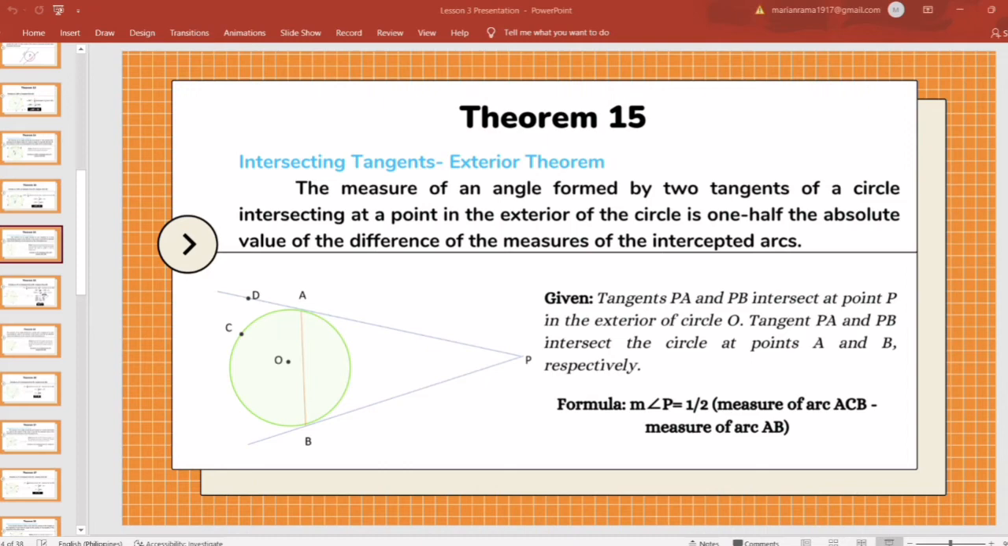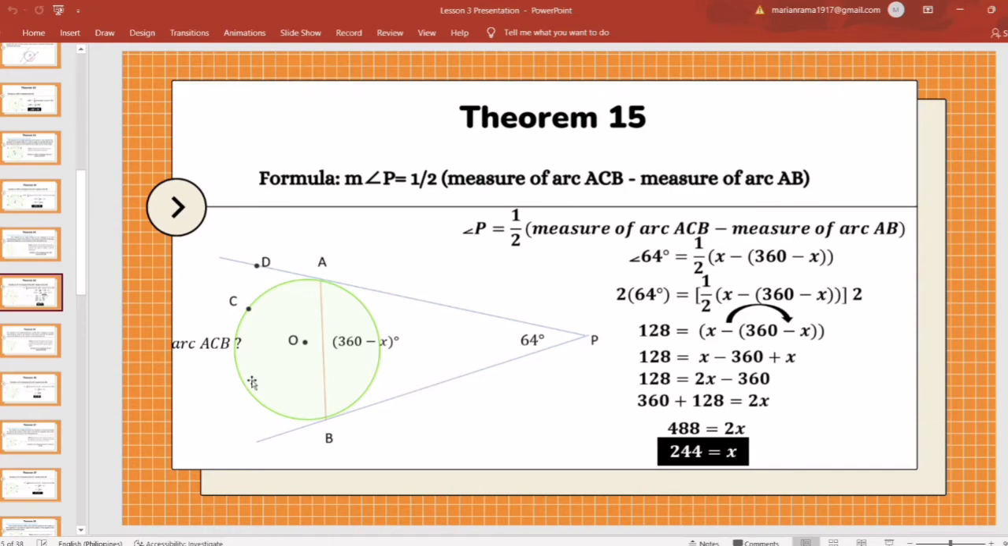Then we have here 360 plus 128 minus 2x. Then we have (488 minus 2x) divided by 2. And then we have our final answer, 244 equals x.